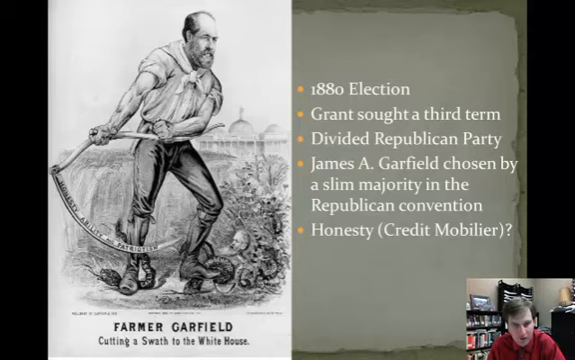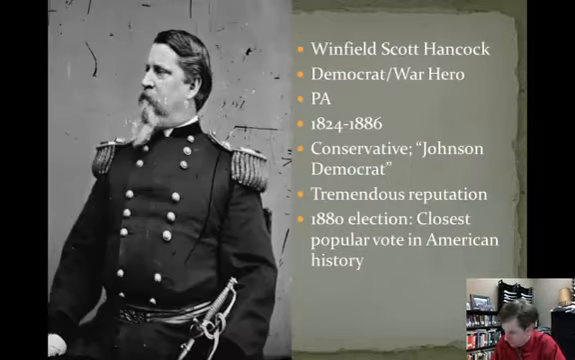Now, the reason he was nominated, as you can see on this political cartoon, he was known for his honesty, his ability, and his patriotism. The question is, how honest was he? He was actually involved in the Credit Mobilier scandal. Acquitted, but regardless, he was involved in this thing. So how honest was a guy that was involved in that much corruption?